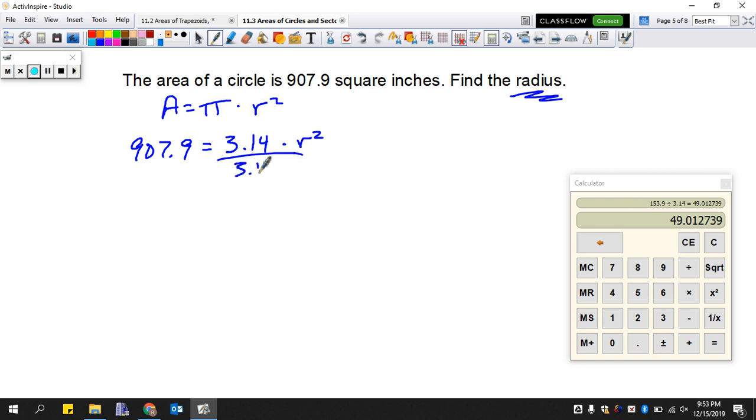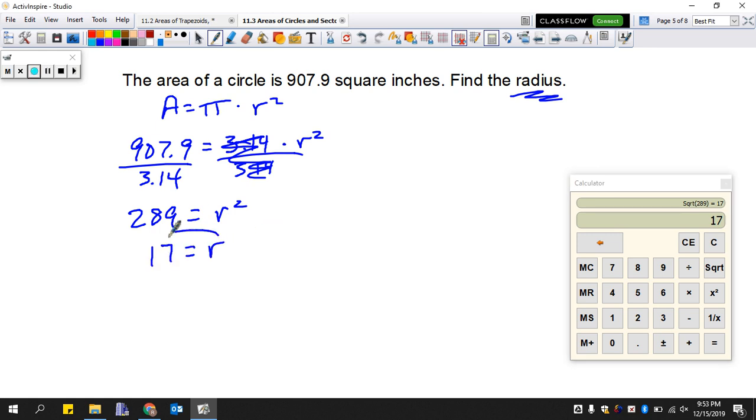Divide by 3.14 on both sides. 907.9 divided by 3.14 is 289.1. I'm just going to round that off to 289. It's equal to the radius squared. We take the square root of 289, we end up with 17 is equal to the radius. Okay? So the radius is 17.